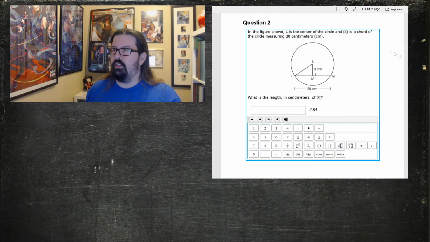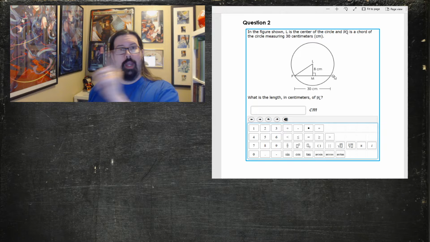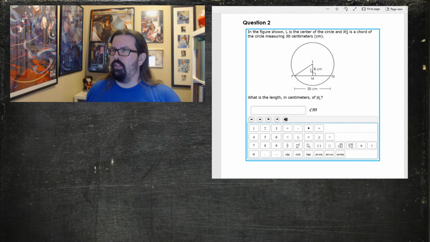Now you can see that we have L, which is the center of our circle right here, and that's the origin. And then we have PQ, which is a chord. A chord is any line that goes from two edges of a circle but does not cross the center. If it did cross the center, it would obviously be the diameter. And we also have this one here, LM. LM is an interesting little thing because it seems to be at a right angle to PQ, and we have a length for it, 8 centimeters. Now it wants to know the distance of PL. And the distance of PL, if you have thought about this for a second, is a radius.